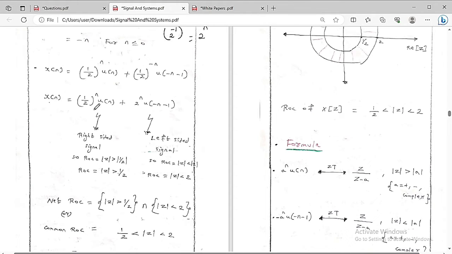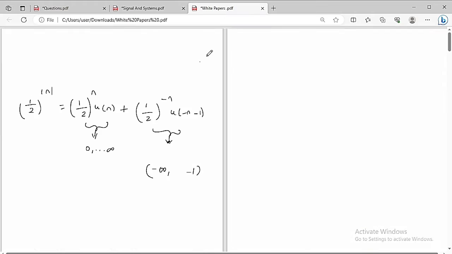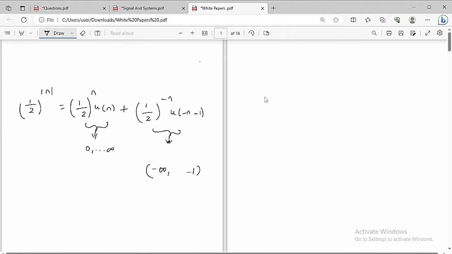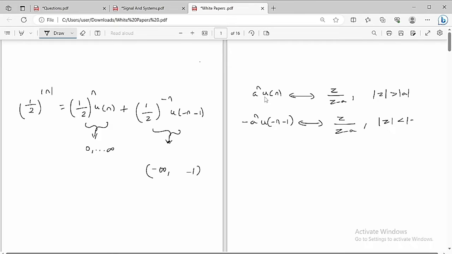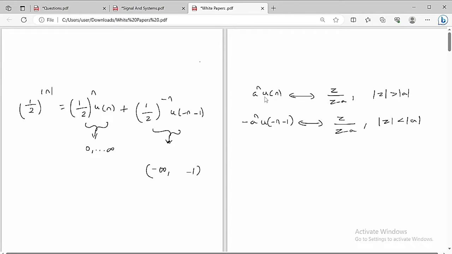Therefore we can say this is nothing but what I already told you in the formula. For a to the power of n into u of n, the z transform is z by z minus a, with an ROC mod z greater than mod a, where a can be positive or negative. Similarly, for minus a to the power of n into u of minus n minus 1, the z transform is z by z minus a, with an ROC mod z less than mod a. I have already told you this so many times. These two formulas you always have to keep in your mind.